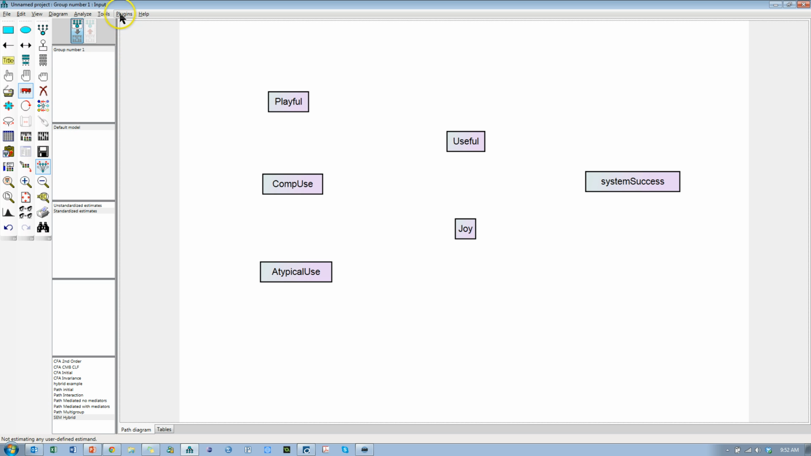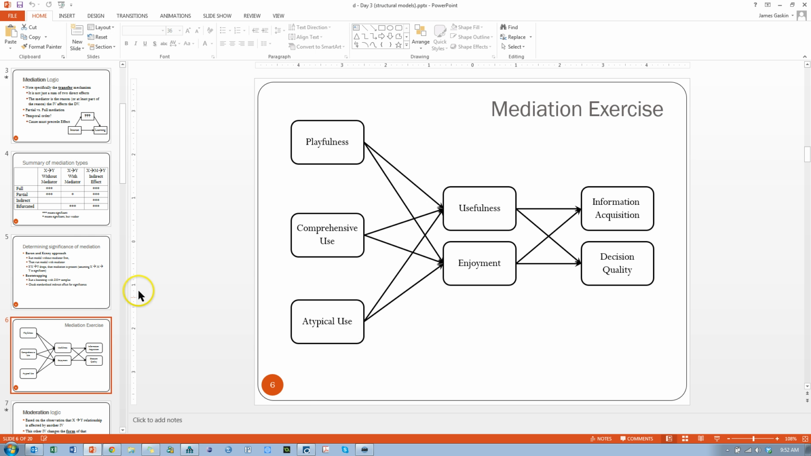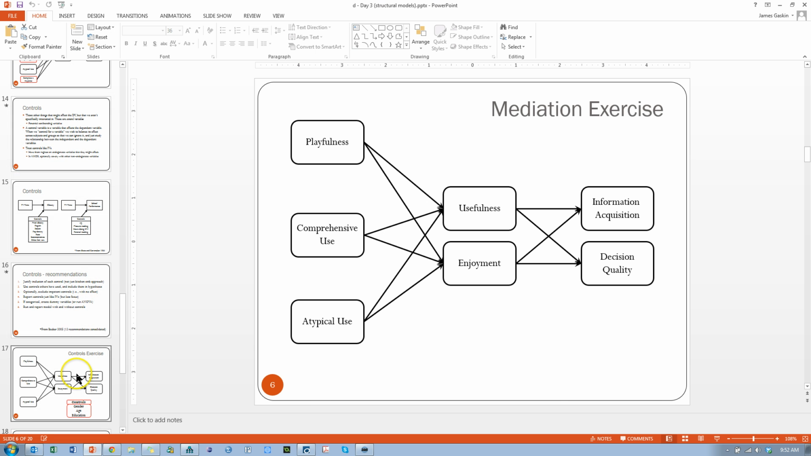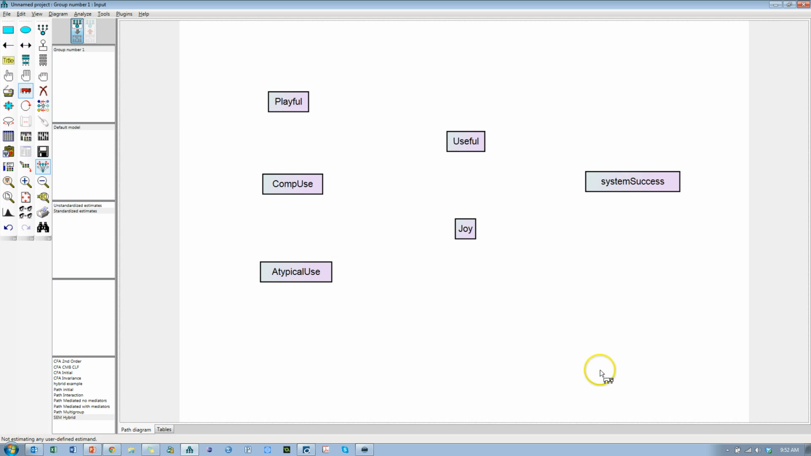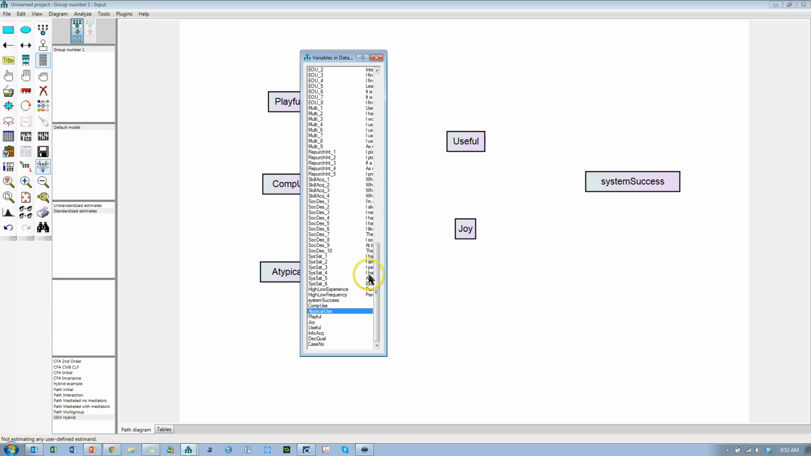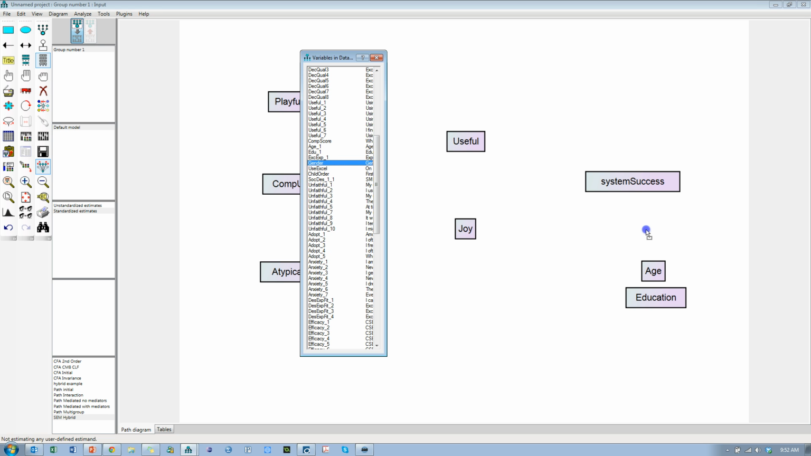At this point, we should not have our controls. Ah, you should at this point. Let's throw in our controls. I just wasn't teaching about that immediately. Let's see. Controls are gender, age, and education. Thank you for that reminder. Age, education, gender.